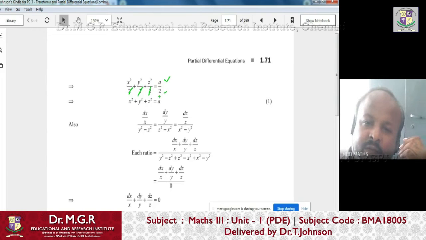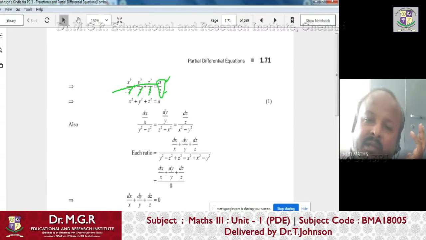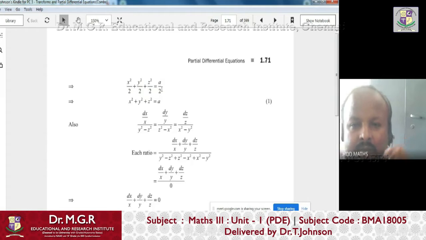So even if you're not putting 2, you take this 2 outside and take this 2 to the right hand side. If a is arbitrary, 2a is also arbitrary, a by 2 is also arbitrary. So we just mention the right hand side is an arbitrary one. Whether we mention it as a or a by 2 is immaterial mathematically. And once we put a by 2, automatically the left hand side and right hand side 2s get cancelled, and we get a nice relation x square plus y square plus z square equals a. And this is nothing but our equation u of x, y, z.